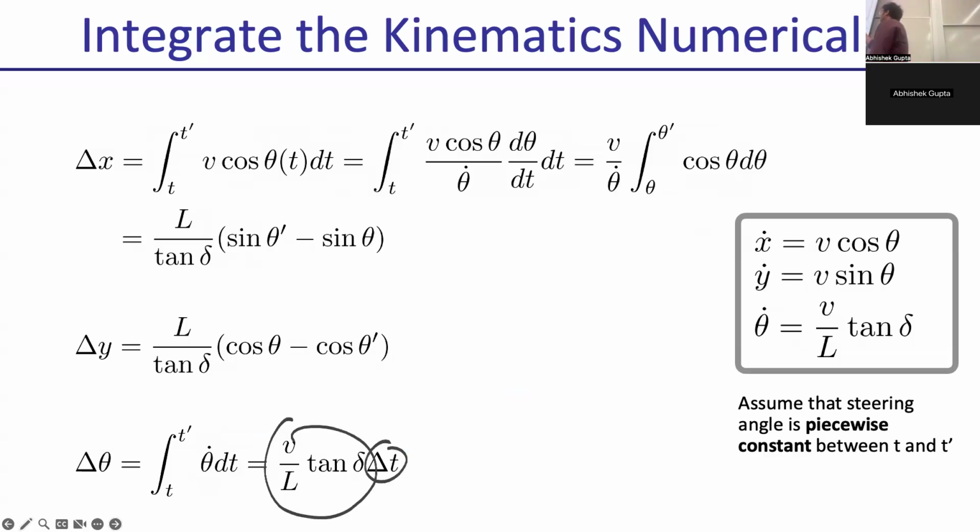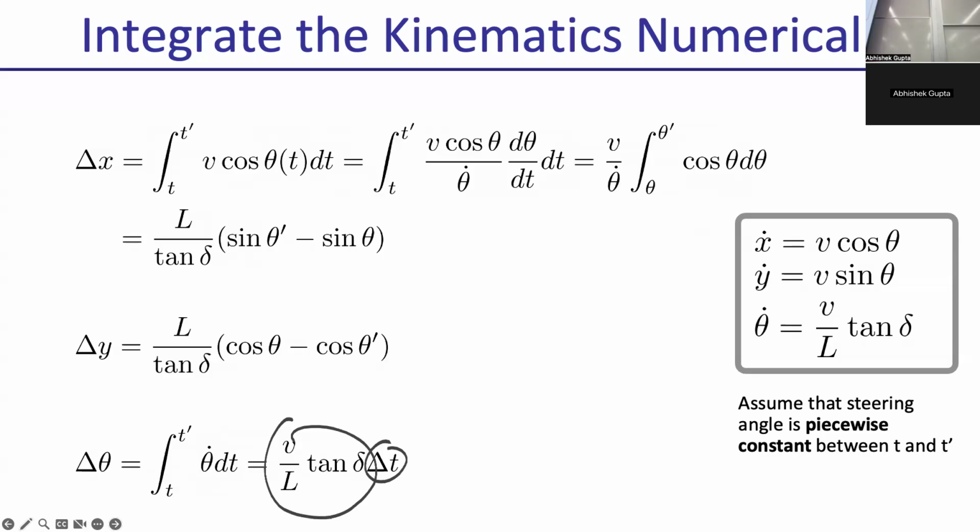That's it, right? So you choose your period of integration, which is delta t. You can compute delta theta by integrating theta dot. It's the easiest one, right? And then you can use that in order to compute delta x and delta y. Questions?